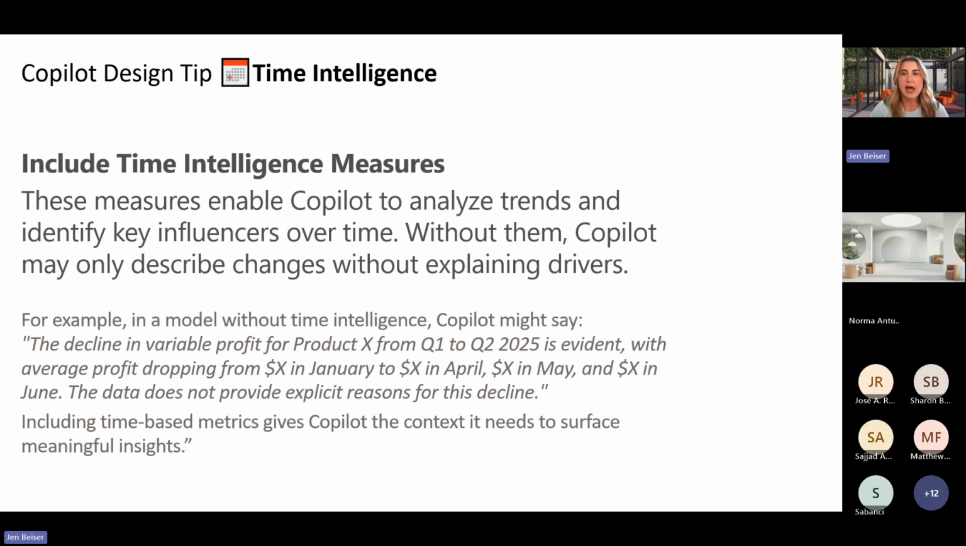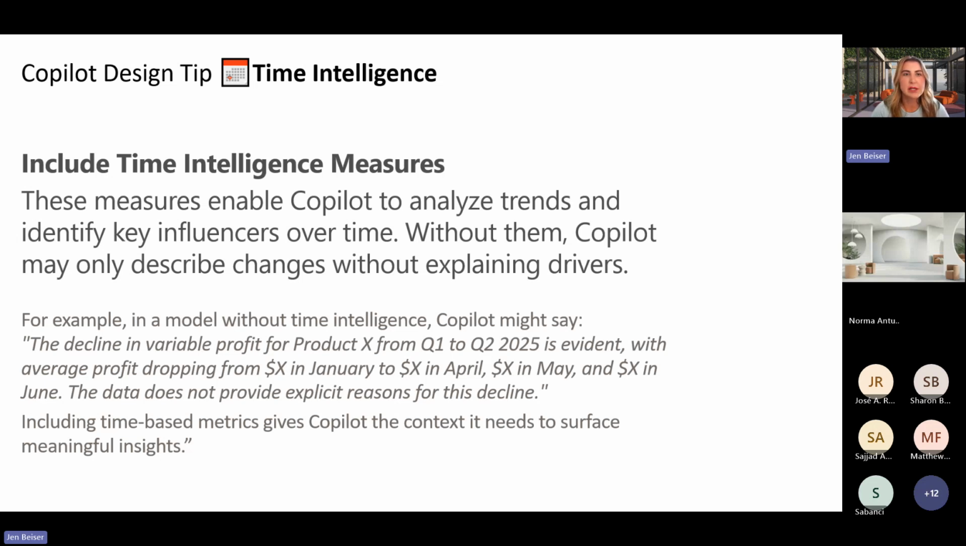If you don't have any time intelligence measures in your model, so for example, same time last year, month over month, year over year, Copilot's not going to do great at identifying the things that have driven change in the data. And here's a real world example.